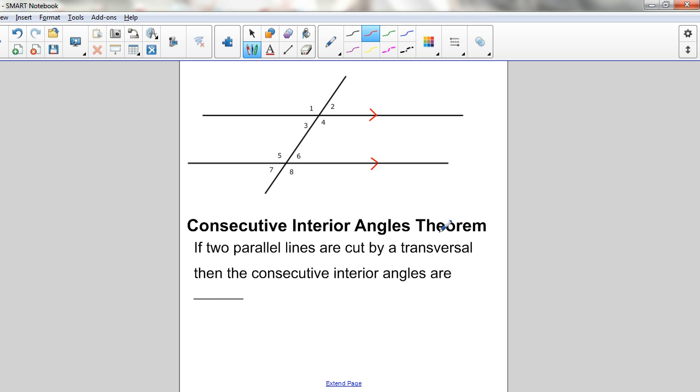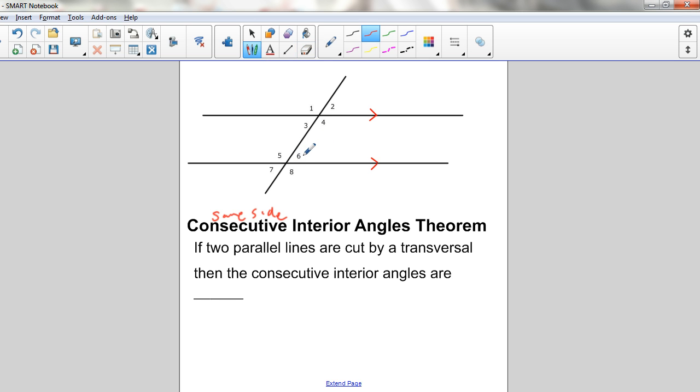Consecutive interior angles. Consecutive means they're on the same side of the transversal and on the interior of the parallel lines. So consecutive interior angles are not congruent. A lot of mistakes will be made by students who assume these are congruent as well. If this is an acute angle and that's an obtuse angle, obviously you can tell that these are not congruent.